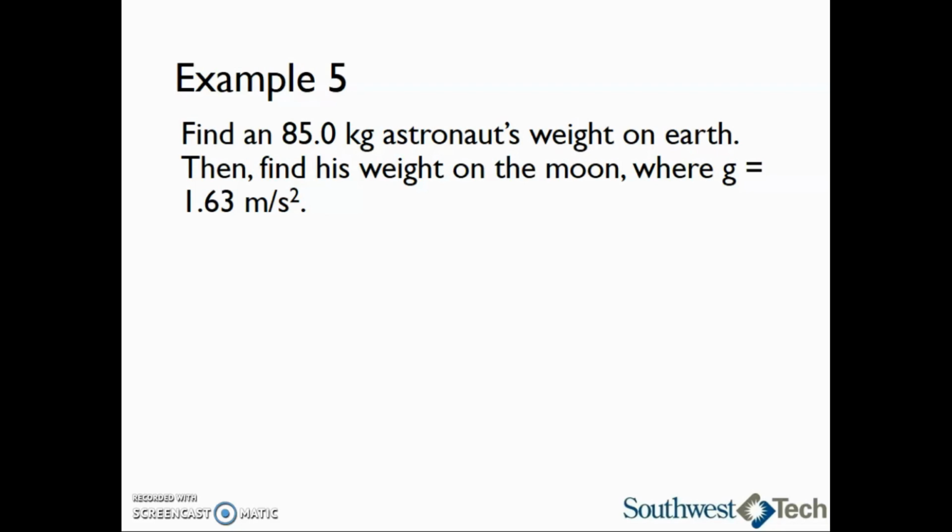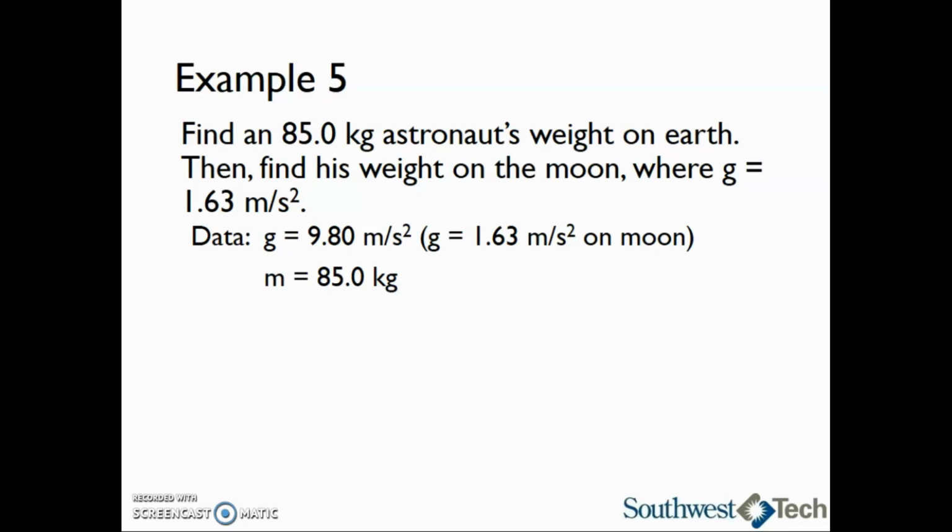Find an 85.0 kilogram astronaut's weight on Earth. Then find his weight on the Moon, where the acceleration due to gravity g equals 1.63 meters per second squared. Before we jump into this problem, let's write down the information we were given. We know that the acceleration due to gravity on Earth is 9.80 meters per second squared. On the Moon, the acceleration due to gravity is 1.63 meters per second squared. The mass of the astronaut, which does not change based on their location, is 85.0 kilograms. We are trying to find their weight on Earth and their weight on the Moon.